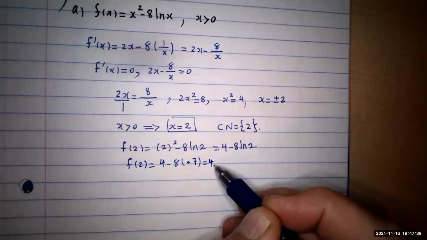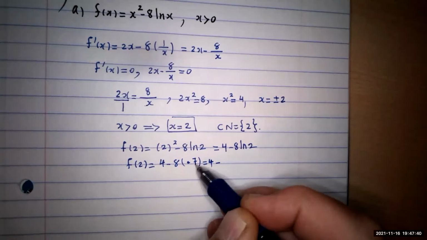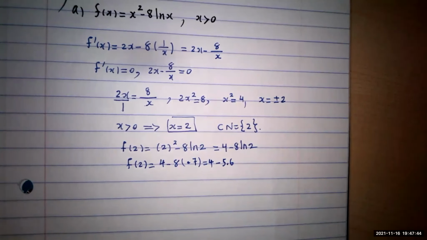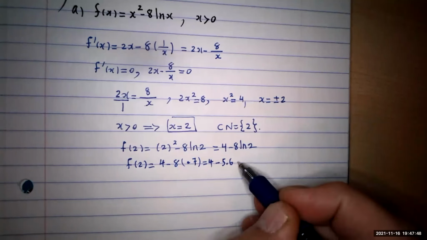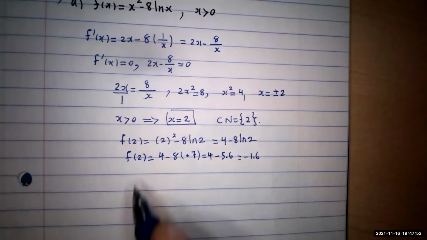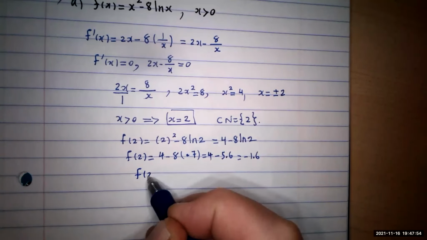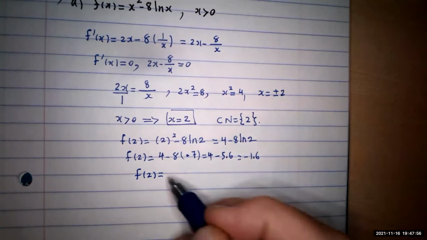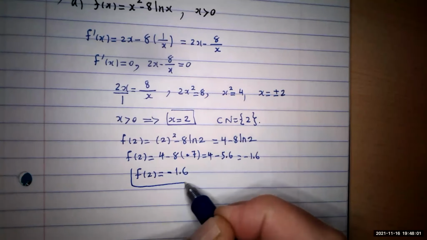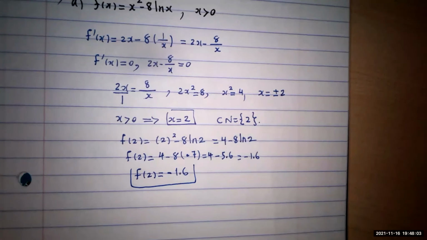It doesn't matter. It's going to be 4 minus 5.6. Okay, 5.6. So that gives something like negative 1.6 or something like this one. So f of 2 is equal to negative 1.6. This is the one that you have to check. Any question?